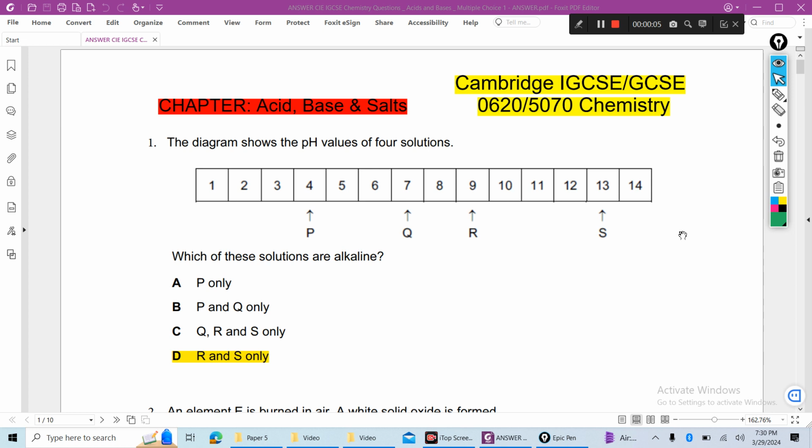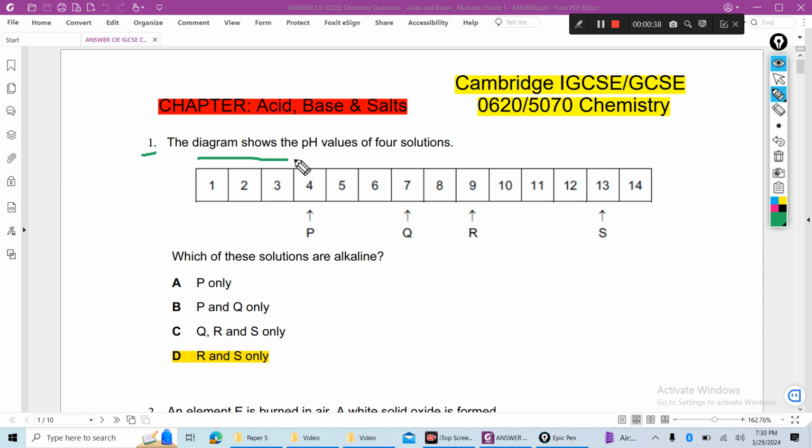Hello students, now I am going to discuss some MCQ questions and answers on the topic acids, bases and salts. This is very important for Cambridge IGCSE chemistry and Cambridge O-level chemistry. Acids, bases and salts topic. Let's move. Number 1.